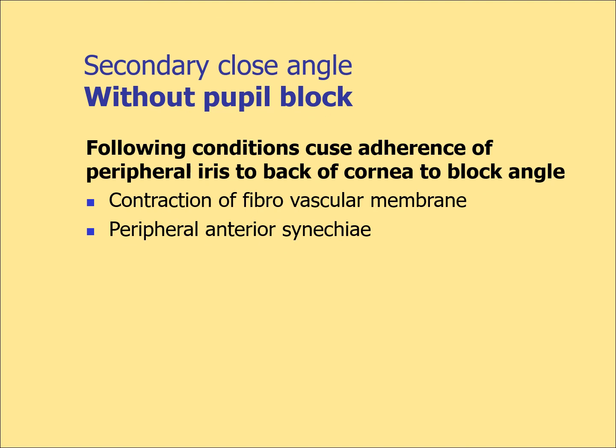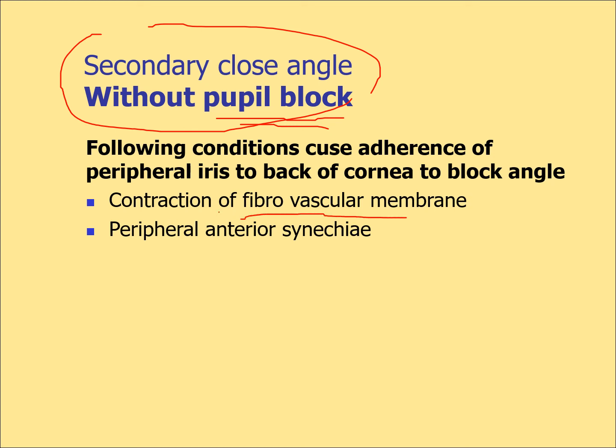And now the last one, secondary angle closure glaucoma without pupillary block. Here the pupil is not blocked, but the peripheral iris is pulled forward to close the angle. The peripheral iris can be pulled forward because of a fibrovascular membrane or peripheral anterior synechiae, and that closes the angle physically, though there is no pupillary block. So the secondary angle closure glaucoma is either with the pupillary block or without the pupillary block.